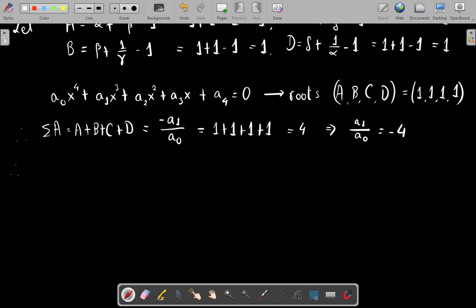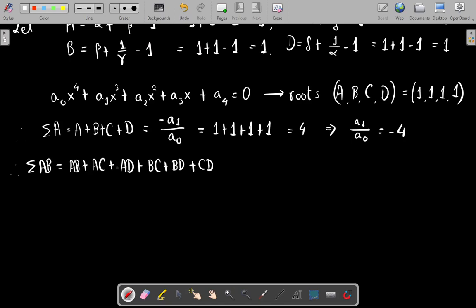Similarly, if we take Σab, this means taking the sum of products of roots two at a time. One can be ab, another can be ac, another can be ad, then we can have bc, bd, and then lastly cd. Is any pair left?